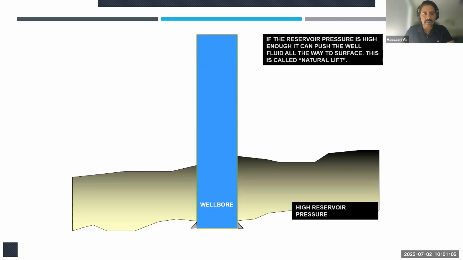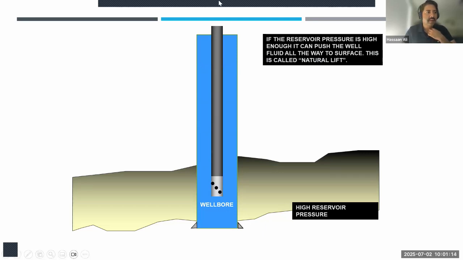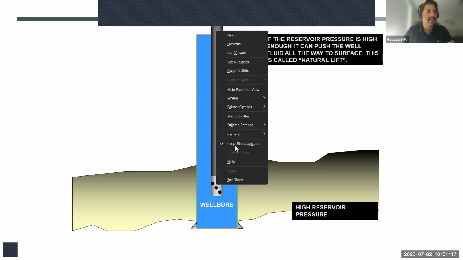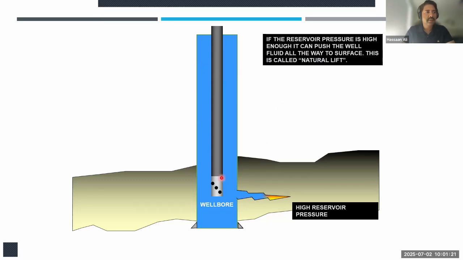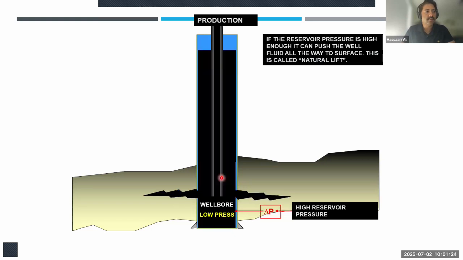In this case, what you can see is there is a well bore, there's a high pressure reservoir, and you lower your tubing and you have your perforations at the very bottom, right over here. And what actually happens is that you will have enough wellbore fluid pressure that your differential pressure is going to push the fluid all the way from the reservoir to the surface. So you can see the oil going all the way to the surface wellhead. This is what we call natural lift.